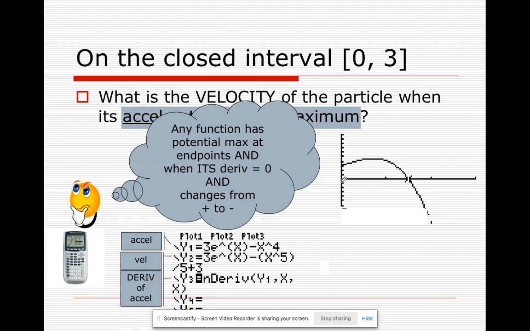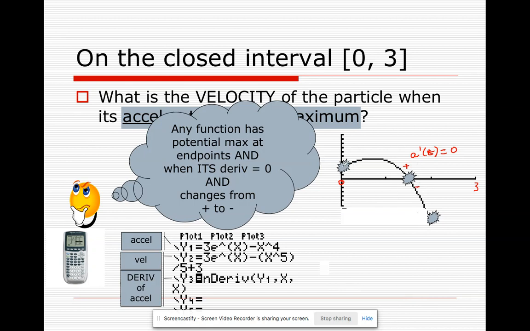I then fixed my window so that I was looking from 0 to 3. And I said, what are my suspects? My suspects are endpoints, where the derivative is equal to 0. And I'm in particular looking for where the derivative changes from positive to negative. There it is. The derivative of acceleration is equal to 0 and changes from positive to negative.